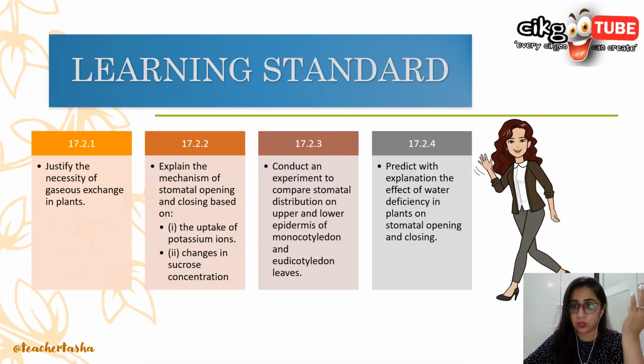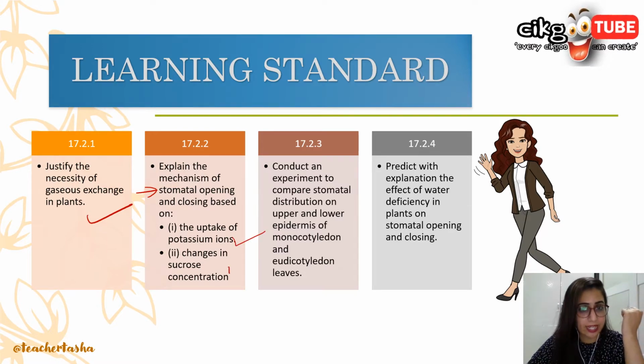As usual, before we go into the lesson, we are going to see the learning standards. Here you must be able to justify the necessity of gases exchange in plants, and then explain the mechanism of stomatal opening and closing. There are two factors here: the uptake of potassium ions and also the changes in sucrose concentration. So what happens with this that causes the stoma to open or close?